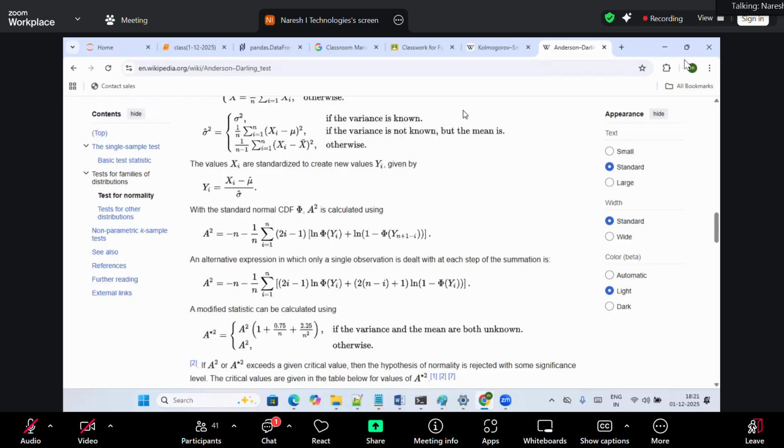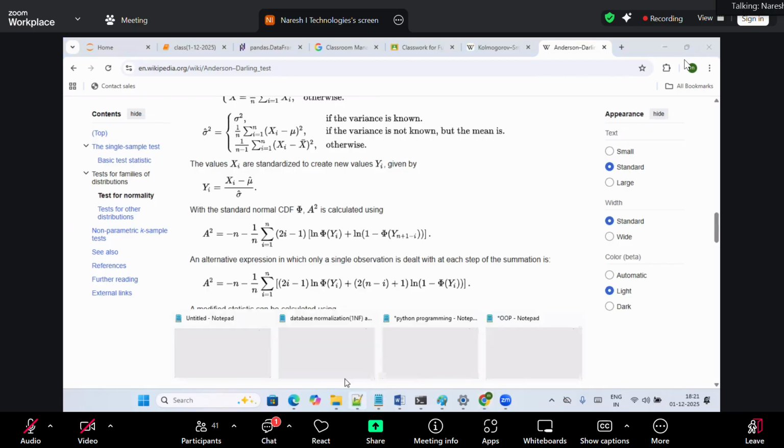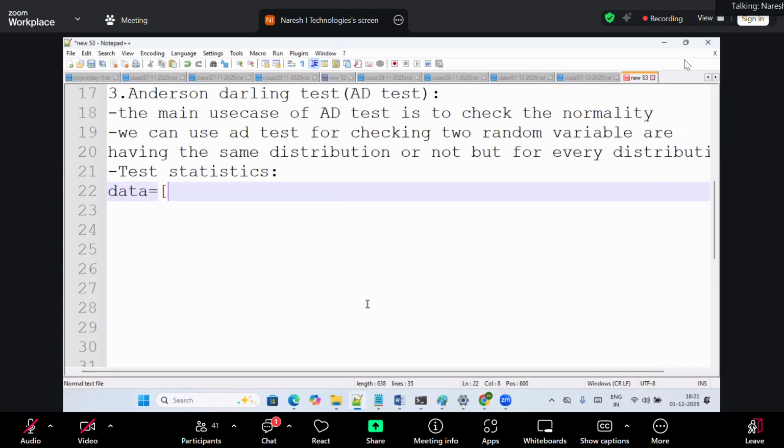Guys, listen to one thing. What they are trying to do, whatever the data, suppose you have data like this. In that data, let's say you have 9.7, you have 10.0, right? You have 9.8, you have 10.2, right? You have 9.9, you have 10.7. This is the kind of data suppose you have, correct? And I just want to check whether this particular data, take this data as an X random variable, is following the Gaussian distribution or not, correct?